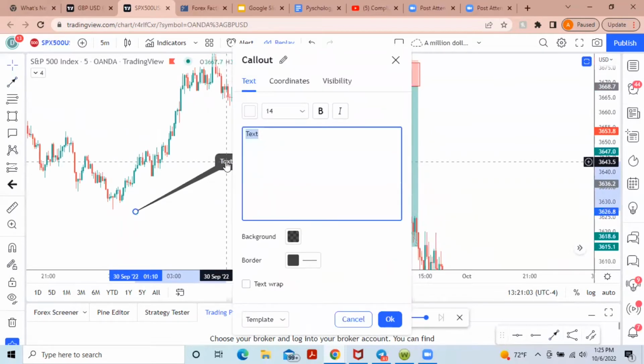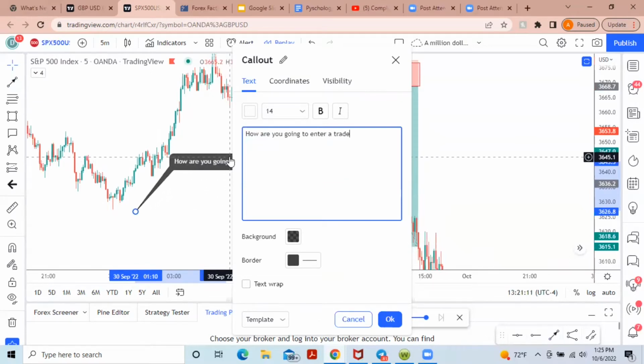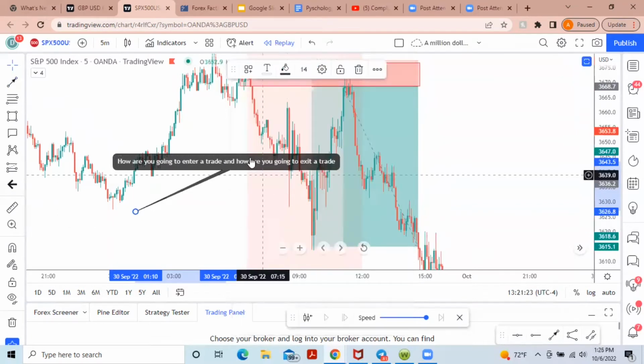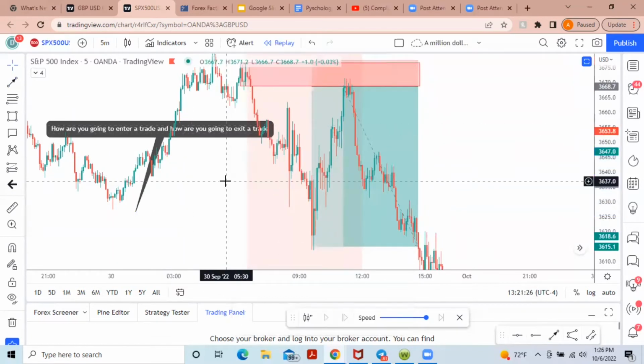As a trader, you have to ask yourself this: how are you going to enter a trade, and how are you going to exit a trade? Literally what I mean by that is, what is your exit plan and what is your execution plan in general? You have to figure that out as a trader. Do you go for 2R? Do you go for 3R? Then you move your stop loss to break even. You have to literally figure out something that works with your system.